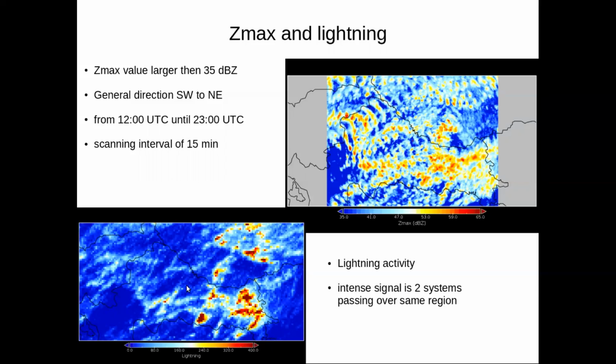On the lower figure, we show the total lightning activity, which includes all flashes collected with the Linet network, including cloud to ground, intra-cloud, and cloud to cloud. And we can see that some regions have a very strong signal in lightning activity, which is a consequence of multiple storms passing through this region during the whole day and producing higher values of lightning.